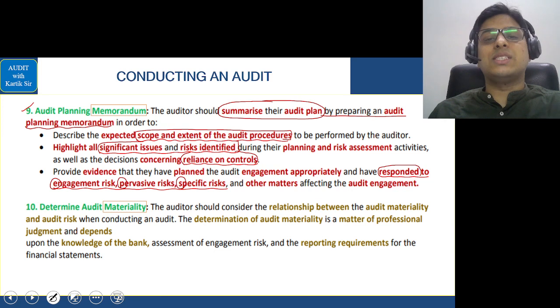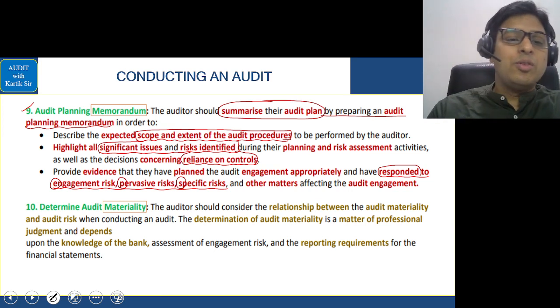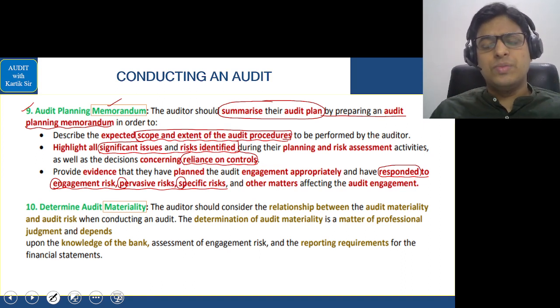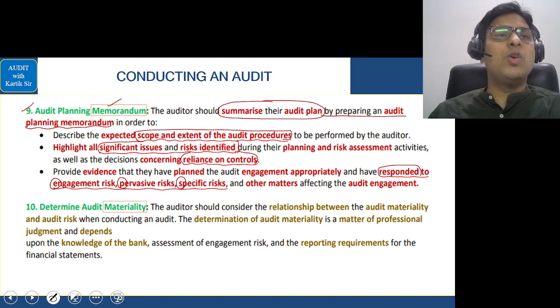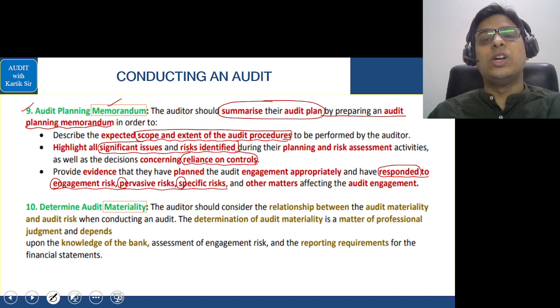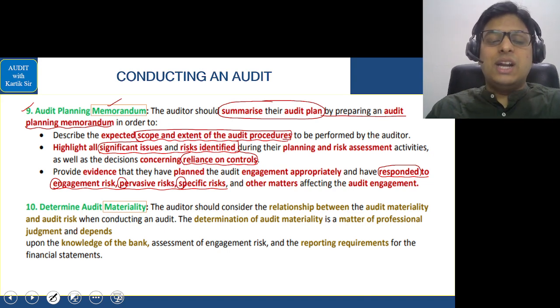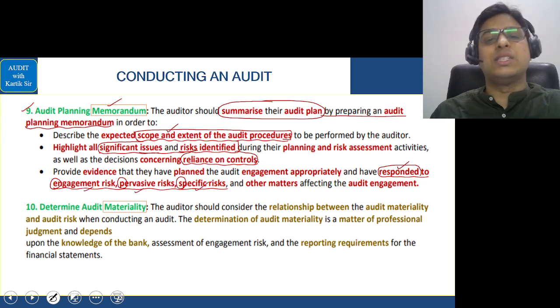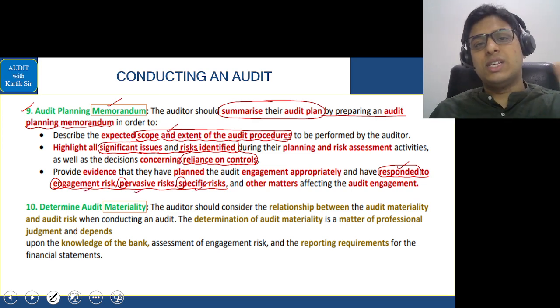Why I marked this point number 9 with a circle, I'll tell you. Point number 9 is a hidden good answer that can come in the exam as a short note or a small question for 3 marks also. They'll ask, while doing the audit of a bank, what will you cover in the audit planning memorandum? And then you have to write the scope and extent, significant issues and risk identified, the response to engagement risk, pervasive risk, specific risk. Simple answer. So don't miss out on that. That's why it is circled there.